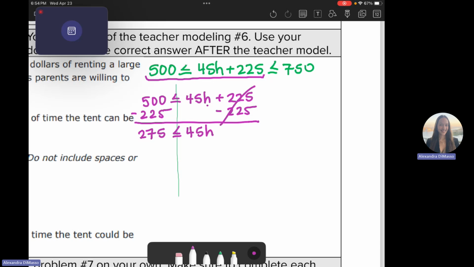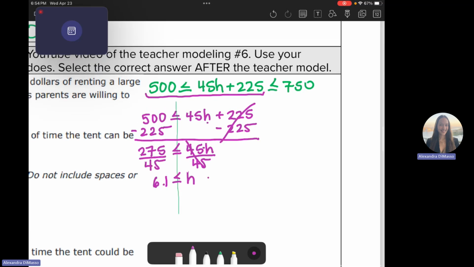Okay, and then that cancels on the right. And now I've got 45 times H. I'm trying to get H by itself. So the opposite of multiplying is dividing. So when I divide, I get about 6.1. So this says that my number of hours has to be greater than or equal to 6.1. So my H has to be greater than or equal to 6.1. And now that's just the minimum value, right, for my inequality here.